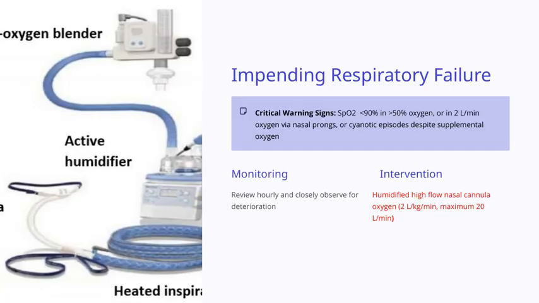Now, let's discuss the critical warning signs that indicate impending respiratory failure. One key indicator is an SpO2 level below 90%, especially if this occurs while the patient is on more than 50% oxygen or receiving just 2 liters per minute of oxygen through nasal prongs. Additionally, if the patient experiences cyanotic episodes despite supplemental oxygen, that's a serious red flag.